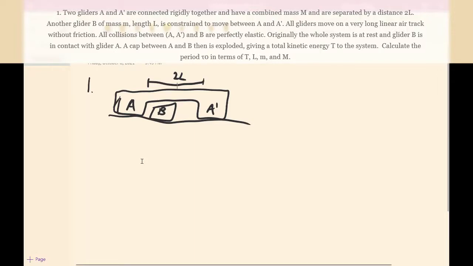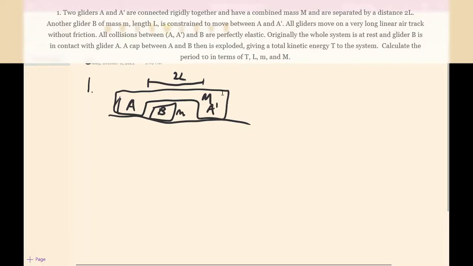The glider B has mass small m, and the gliders A and A prime have a combined mass of big M. And so at some point the system is at rest, but then there's some cap between A and B that is exploded, and this gives a total kinetic energy T to the system. And so we want to find the period of B's motion in terms of T, L, m, and M.